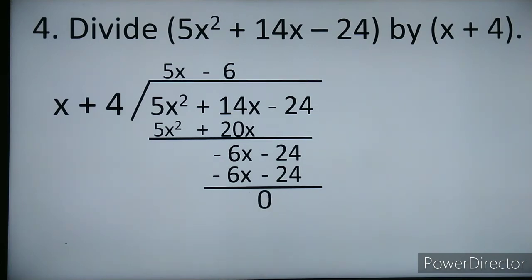So once you arrive at 0 as your remainder, it means that's the end of your solution. So your answer here is 5x minus 6. So that is your final answer. Did you understand? So let's proceed to question number 5.